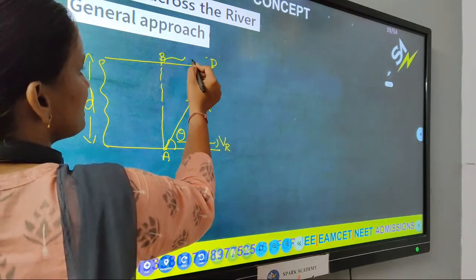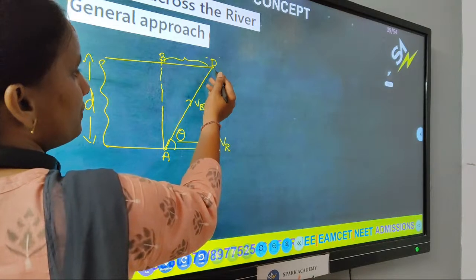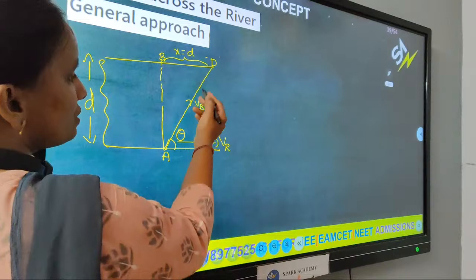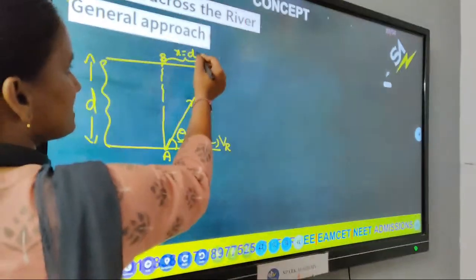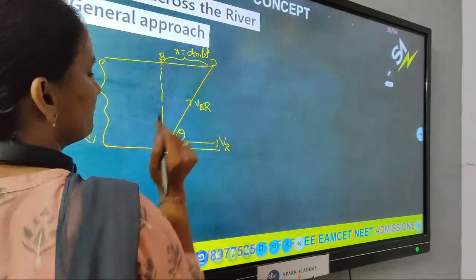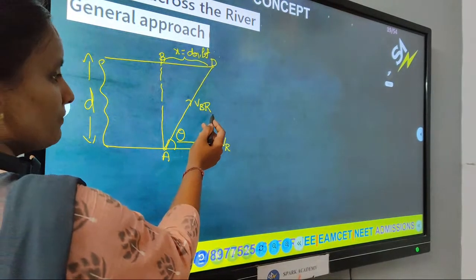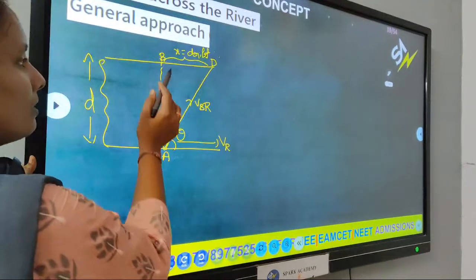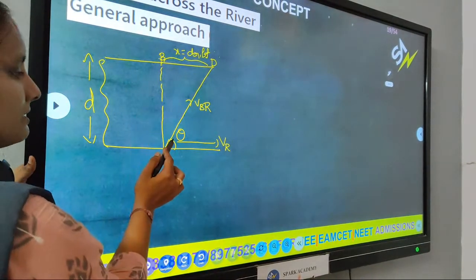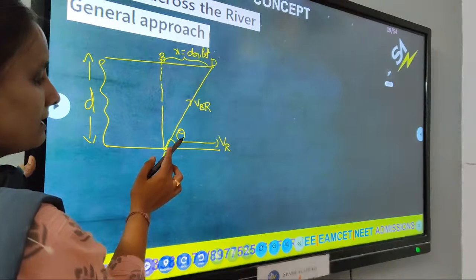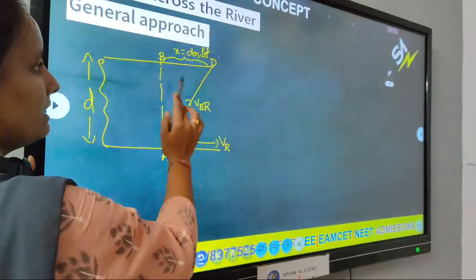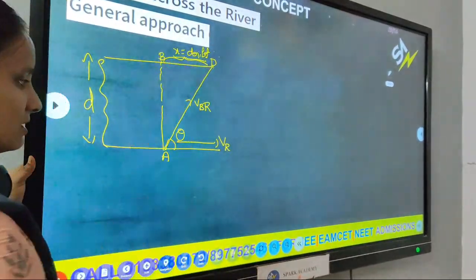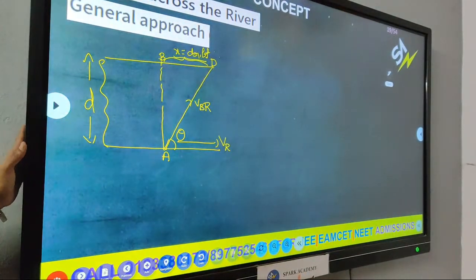So he travels some distance along the river flow. This distance along the river flow, the distance travelled by the boat, is called drift. So due to this river flow, he drifted to some other place. He is trying to reach the opposite bank, but the boat person, making angle theta with the river flow, reaches point B. So he travelled this much distance horizontally, which is called drift.